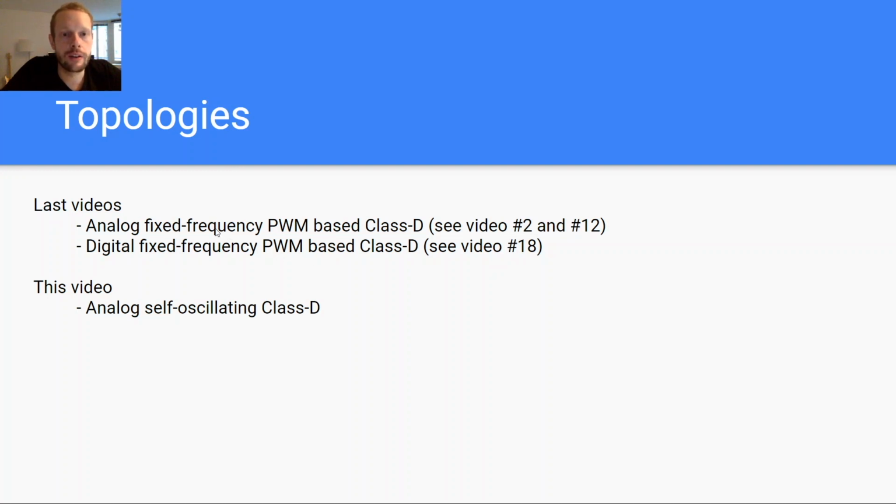One was an analog controlled one, which was basically video number 2, and then the practical implementation in video number 12. And then there was also the practical implementation of a fully digitally controlled PWM Class-D amplifier with an FPGA and some noise shapers. But this time I want to show you how you can build a self-oscillating Class-D amplifier yourself, and basically what the difference to the PWM based one is.